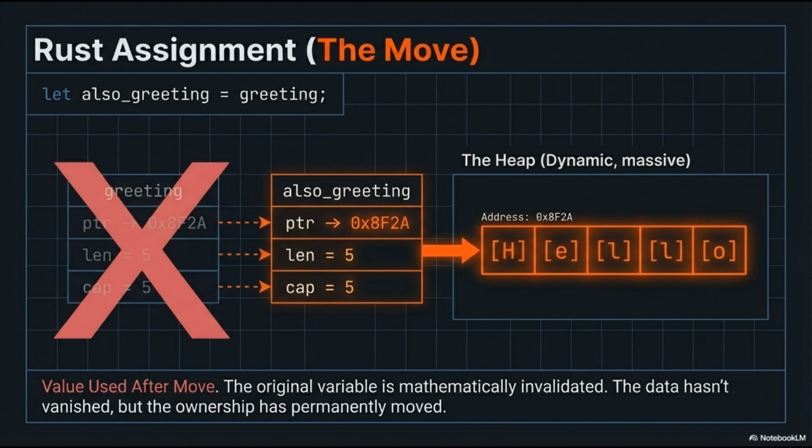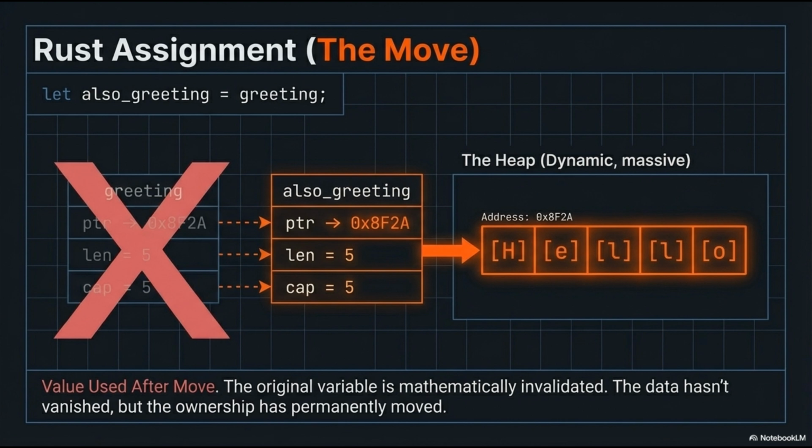Exactly. Okay, so when I write let also_greeting equals greeting, what is Rust physically doing with those 3 pieces of data on the stack? It does a bitwise copy of those 3 stack values. It literally takes the pointer, the capacity, and the length, and copies them into the new variable, also_greeting. But wait, if it just copies the pointer, that means both greeting and also_greeting now possess pointers looking at the exact same heap memory.